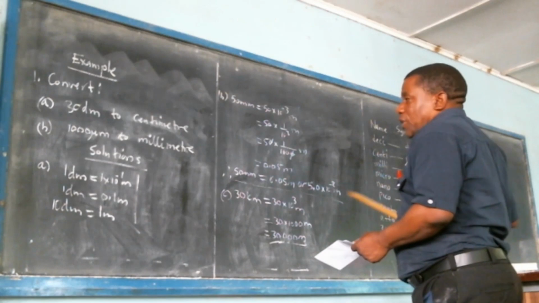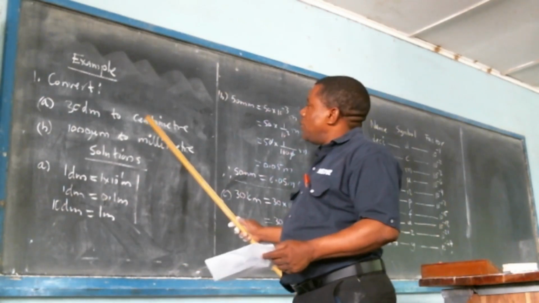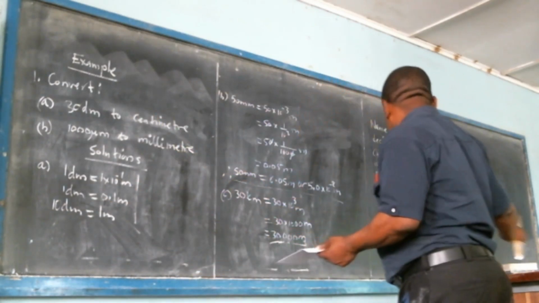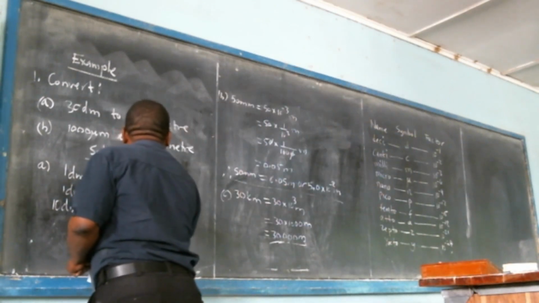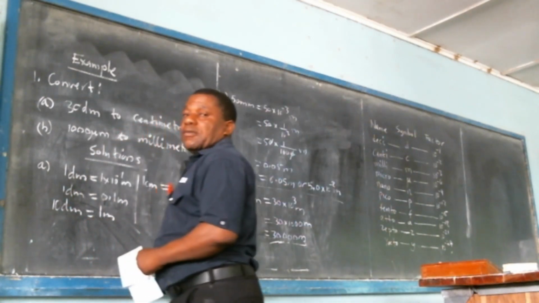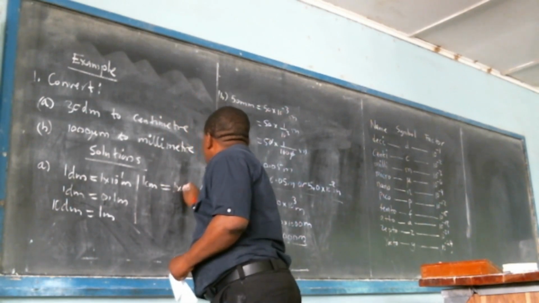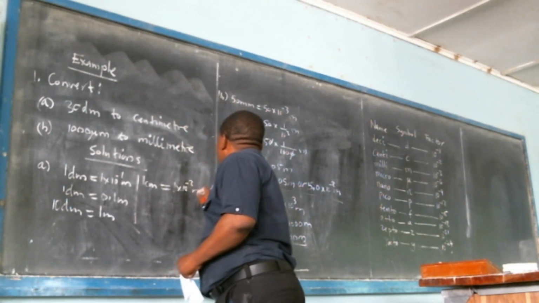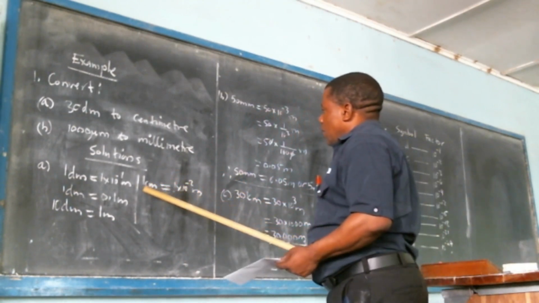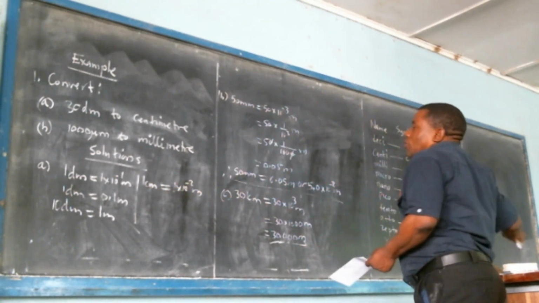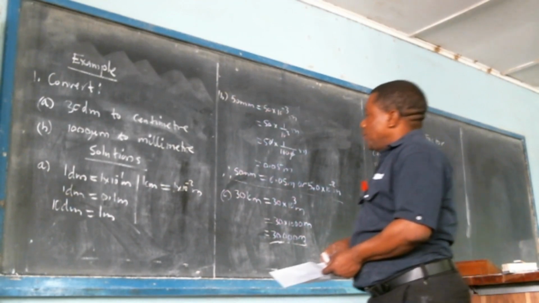prefix. Now we need also to make a standard scale for the centimeter. Then 1 centimeter is the same as 1 times 10 to the negative 2 of a meter. Remember, centi is 10 to the power negative 2.